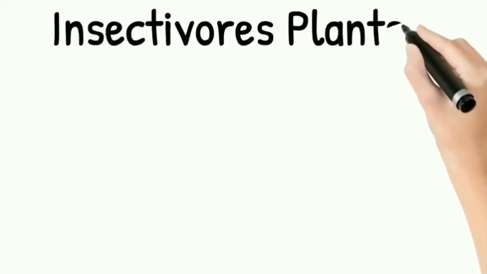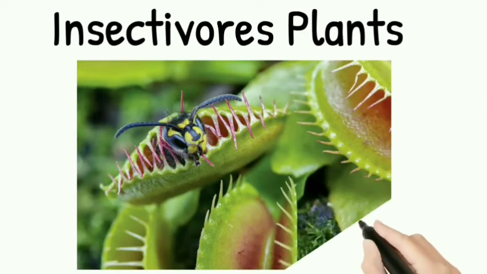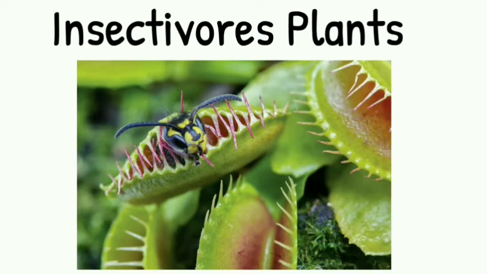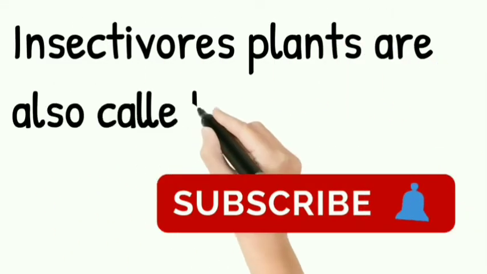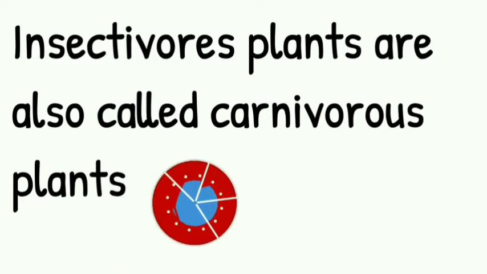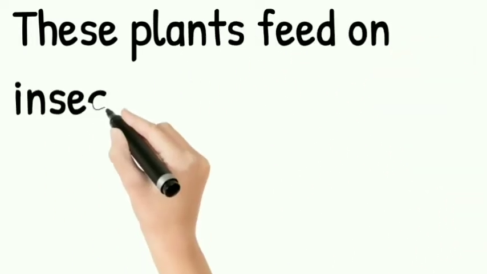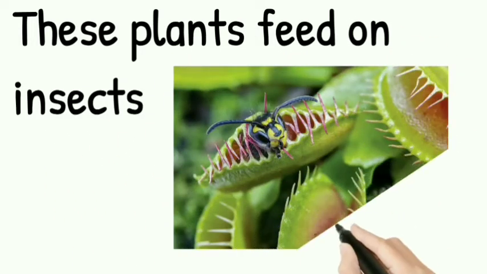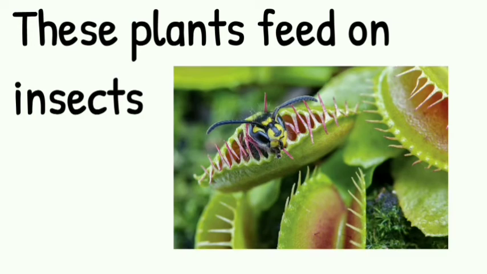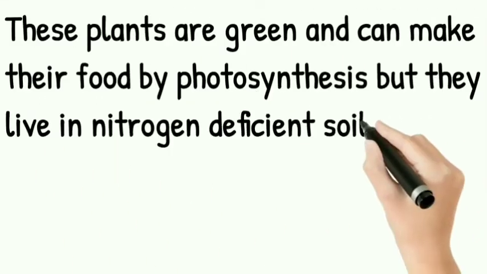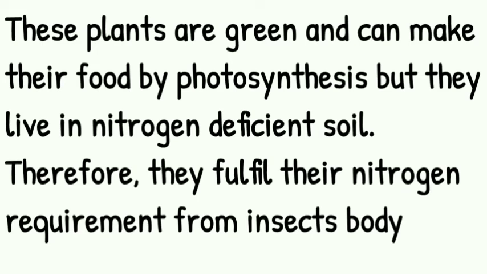Now let us learn about insectivorous plants. Insectivorous plants are also called carnivorous plants. These plants feed on insects. These plants are green in color and can make their own food by photosynthesis, but they live in nitrogen deficient soil. Therefore, they fulfill their nitrogen requirement from insects' body.